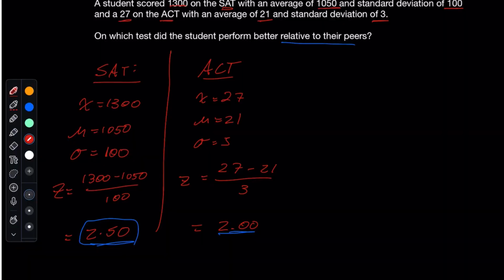This means that on the SAT, the student was in the 99.38th percentile, and for the ACT, the student was in the 97.72nd percentile. This means that the student performed better on the SAT relative to their peers than on the ACT.